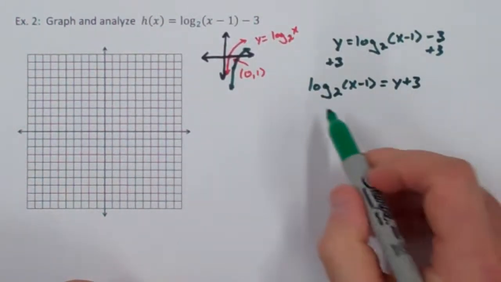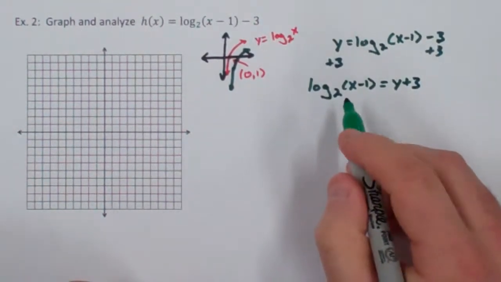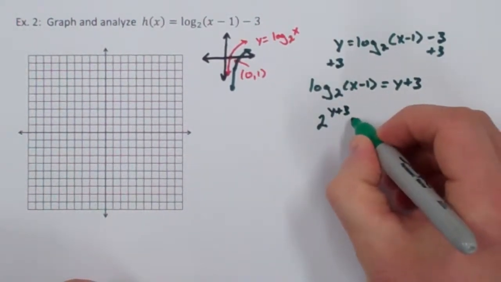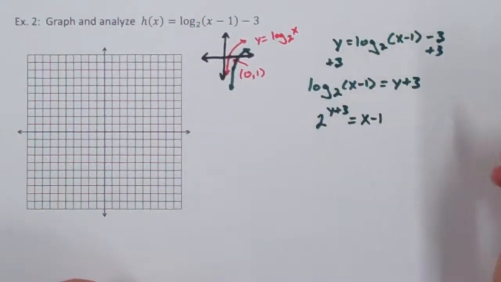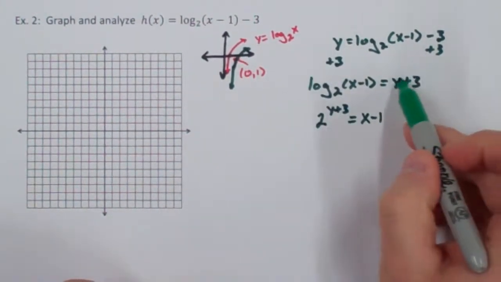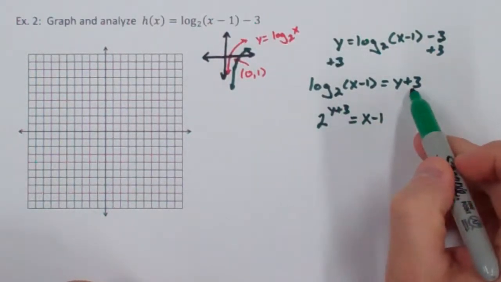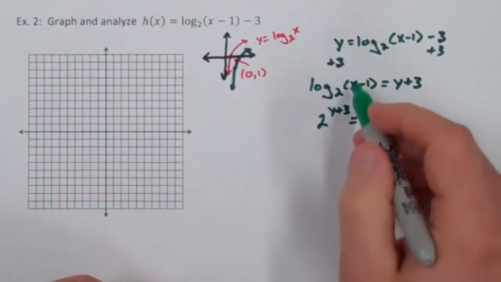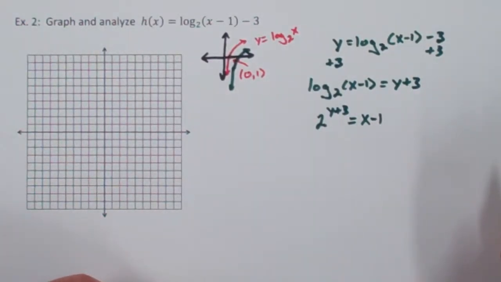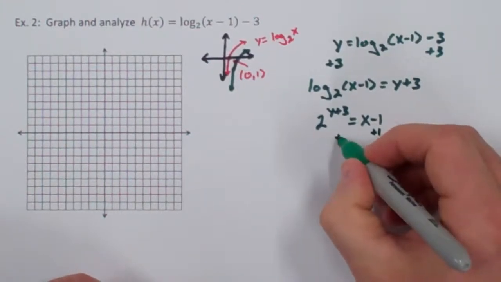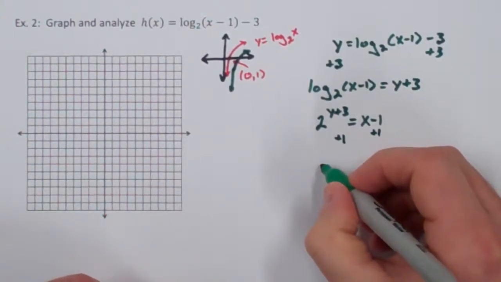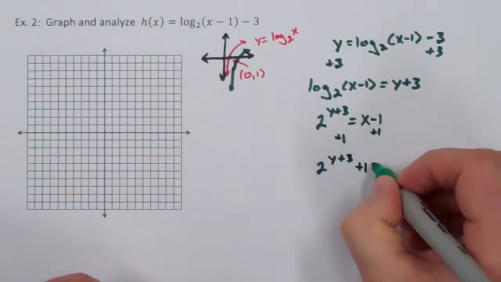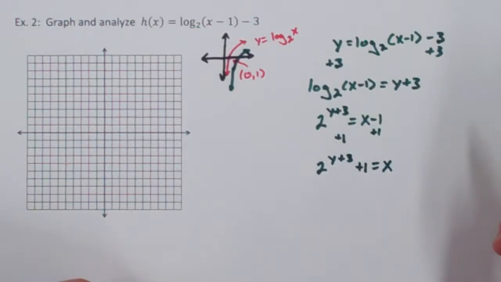At this stage of the game, we want to change this into an exponential, so we've got 2 to the y plus 3 is equal to x minus 1. So the base is 2, the exponent, remember we're always solving for the exponent when we have a logarithmic equation, that's y plus 3, and then x minus 1 is the argument position, and that goes to the other side. We could also then add 1 to each side, so we would have 2 to the y plus 3, plus 1, is equal to x.